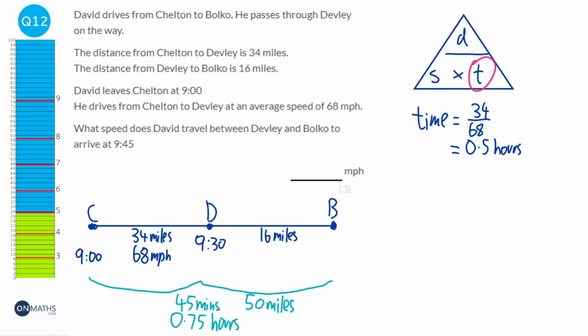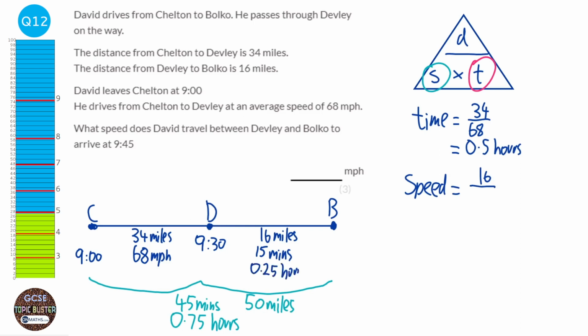So that means we've got 15 minutes left. Okay, so we've got 15 minutes to travel the 16 miles. So this time we're looking for the speed. Okay, so it would be speed equals the distance, which is 16 miles, over time, which is 15 minutes, but we need that in hours, so that would be 0.25 hours. And so what we can do here is times top and bottom by 4 to get rid of the fraction. So it becomes 64 over 1, or just 64 miles per hour. So our answer is 64 miles per hour.